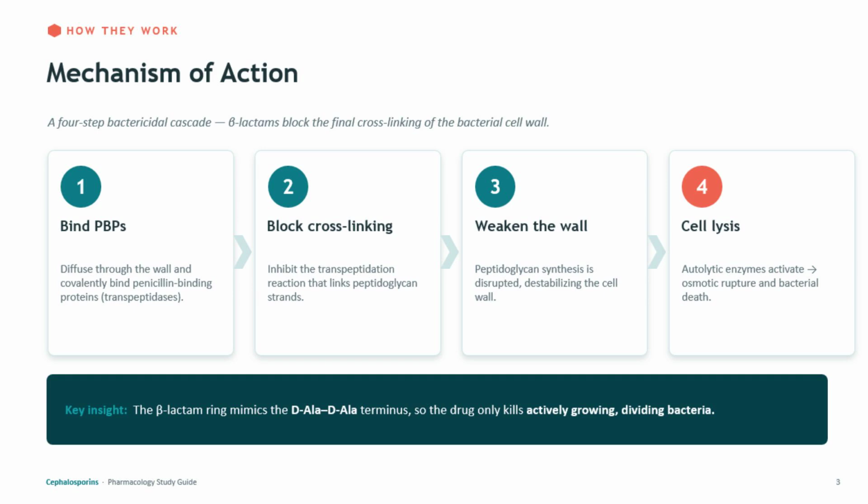Third, without that cross-linking, the wall becomes weak and unstable. And fourth, the bacterium's own autolytic enzymes finish the job, causing osmotic rupture and cell death. Here's the key insight I want you to remember. The beta-lactam ring works because it mimics the alanine terminus that the enzyme normally grabs. That's why these drugs only kill bacteria that are actively growing and dividing, and it's why we call them bactericidal.